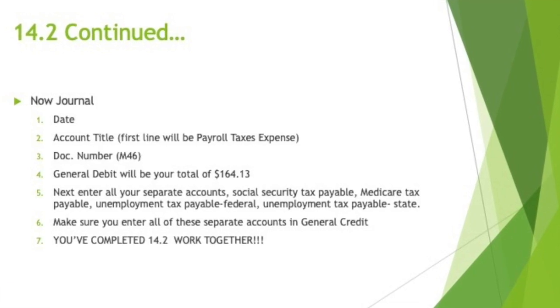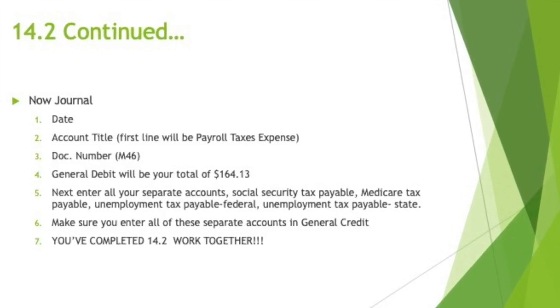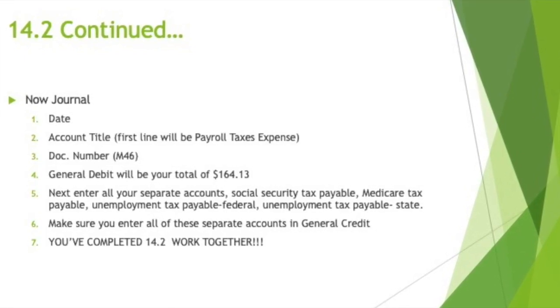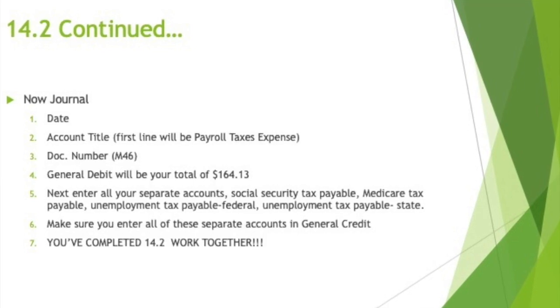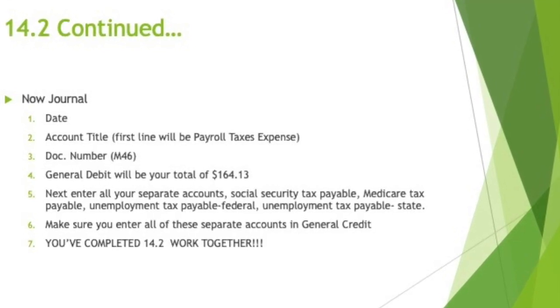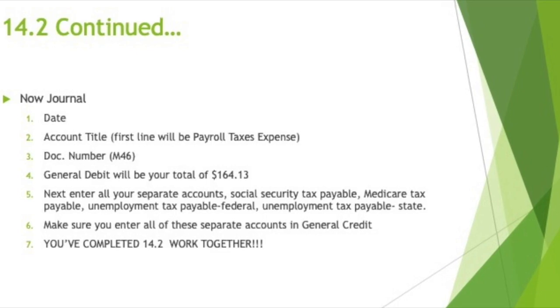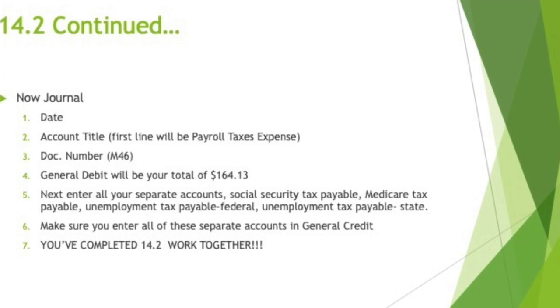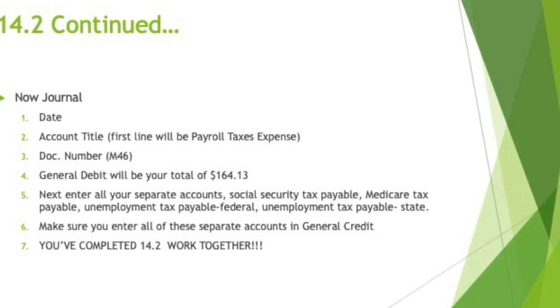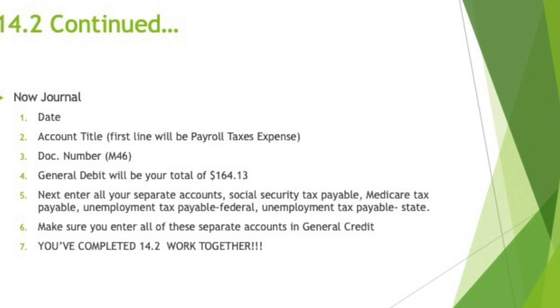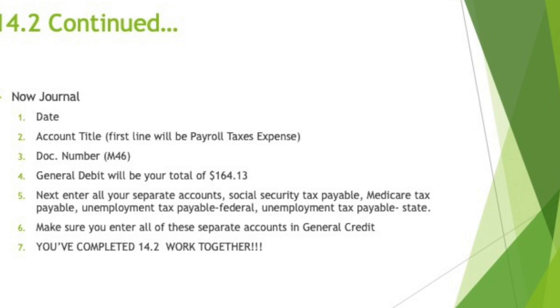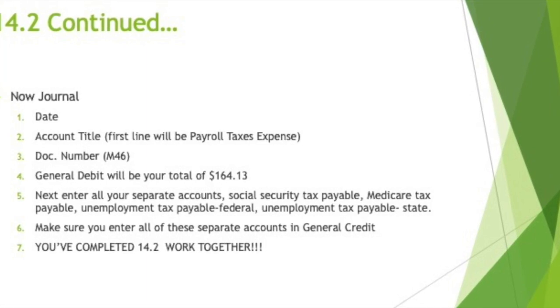Next, you're going to enter your separate accounts: your Social Security, Medicare, unemployment federal, and unemployment state. Each has its own line, and you will enter the amounts that you calculated above. And then you will put all of those accounts in your general credit because you have your debit of your tax expense, and so you need to offset that. Once you're done with that, you have completed 14.2 Work Together. You can move on to 14.2 on your own.